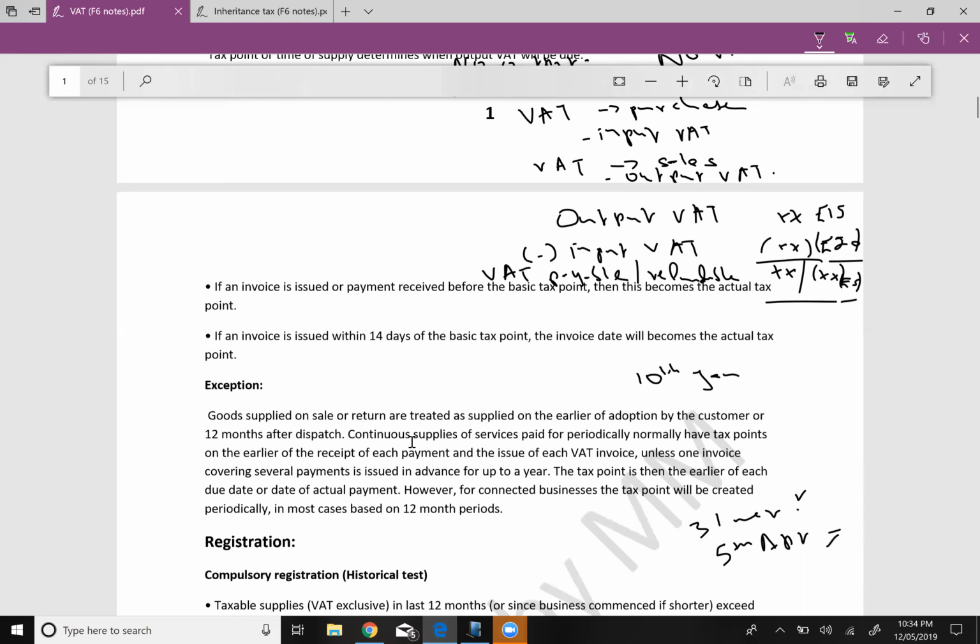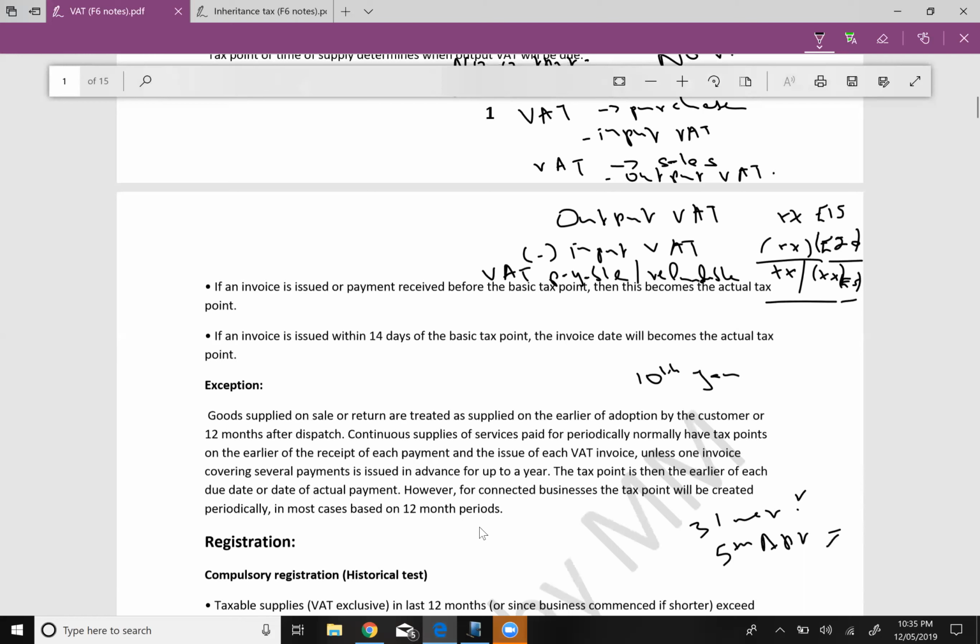Okay, then it says continuous supply of services paid for periodically normally have tax point on the earlier of receipt of each payment and the issue of each VAT invoice, unless one invoice covering several payments is issued in advance for up to a year. The tax point is then the earlier of each due date or date of actual payment. However, for connected businesses, the tax point will be created periodically, in most cases based on a 12 months period.